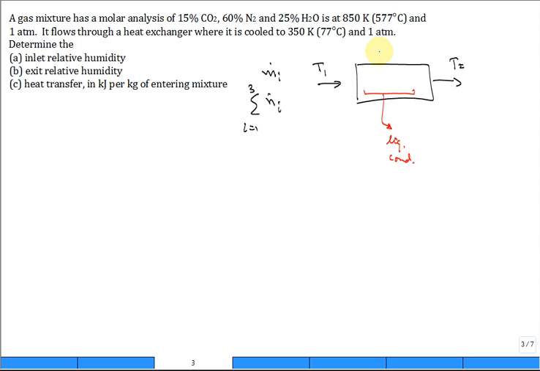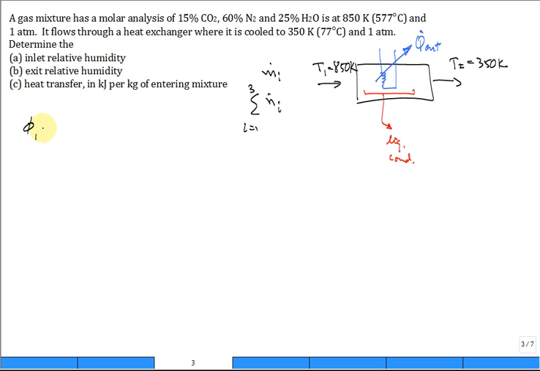You would show a coil and a drip pan underneath the coil to catch any condensate. But in this case, the heat transfer is out of the air. It's being cooled. It's coming in at 850 Kelvin and it's going out at 350 Kelvin. How many degree change? 500 Kelvin degree change. How many degrees C change? Temperature difference, 500 degrees C temperature difference. True? So determine the inlet relative humidity.